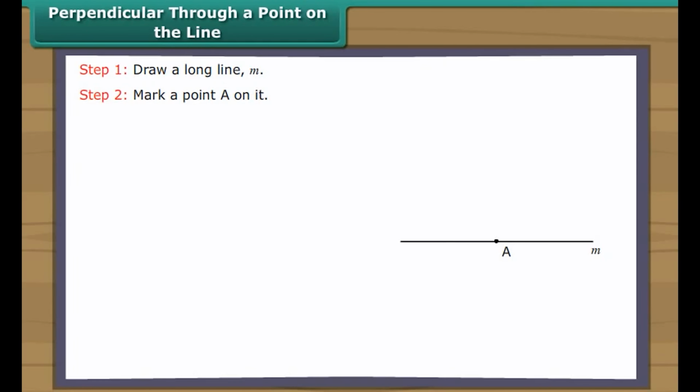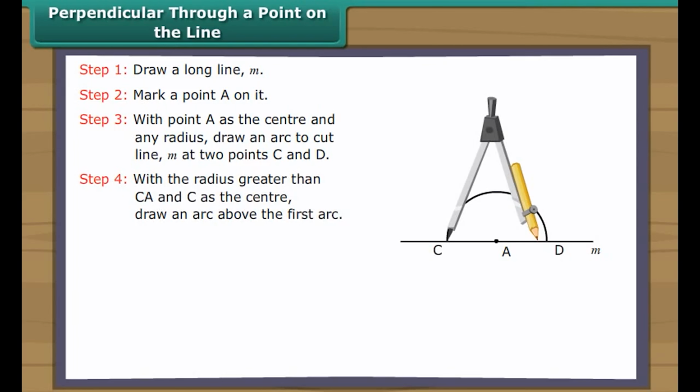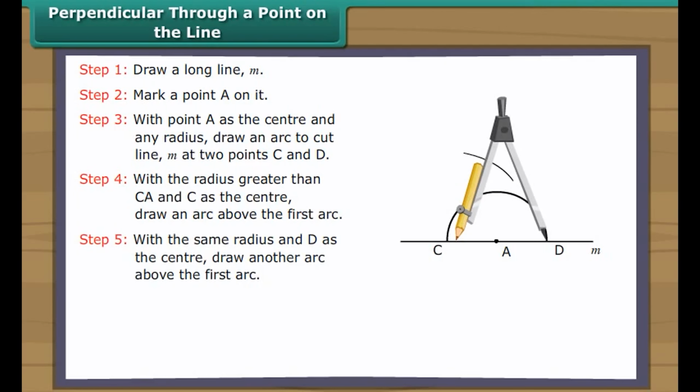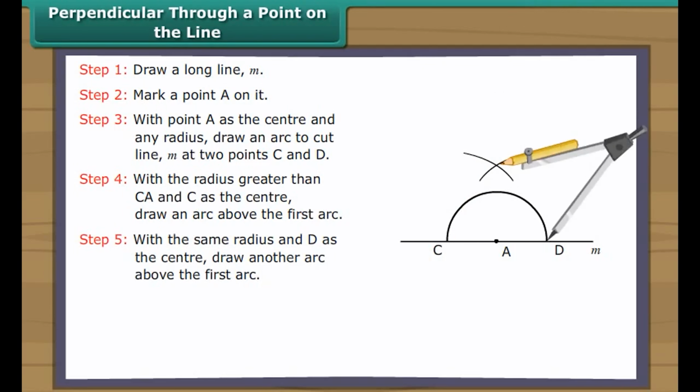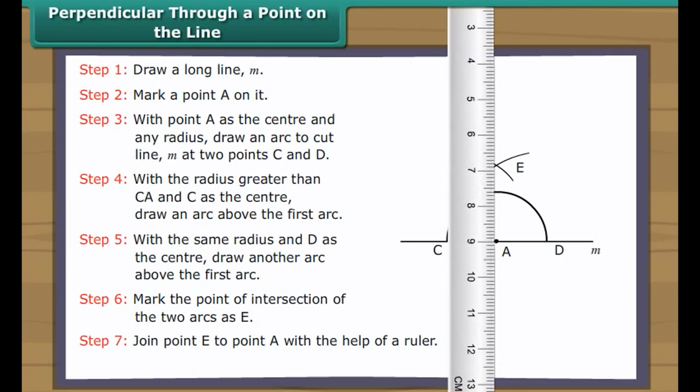Perpendicular through a point on the line. Draw a long line M. Mark a point A on it. With point A as the center and any radius, draw an arc to cut line M at 2 points C and D. With the radius greater than CA and C as the center, draw an arc above the first arc. With the same radius and D as the center, draw another arc above the first arc. Mark the point of intersection of the two arcs as E. Join point E to point A with the help of a ruler.